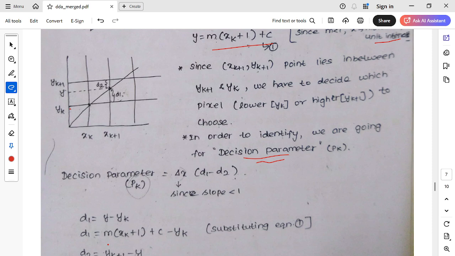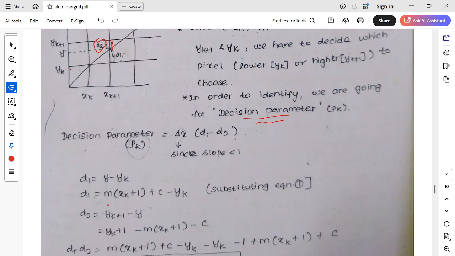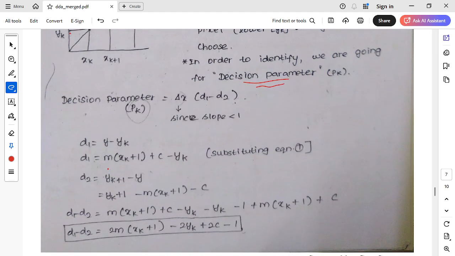And next, coming to d2, which is located at yk plus 1. I calculate d2 as yk plus 1 minus y. In place of y, again I'm going to substitute m into xk plus 1 plus c. We know the value for d1 and we know the value for d2, so we should find this decision parameter. So d1 minus d2, for which I am getting this particular equation.